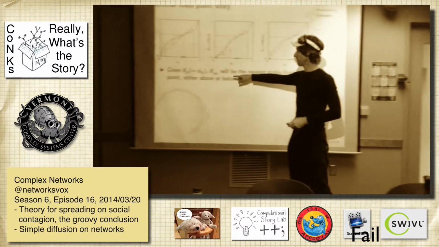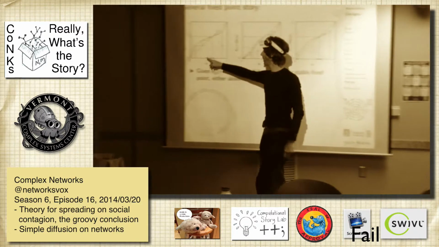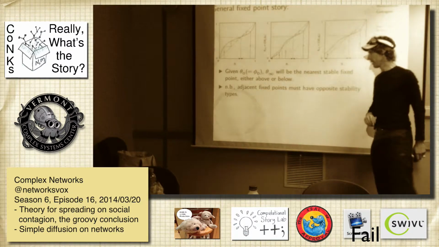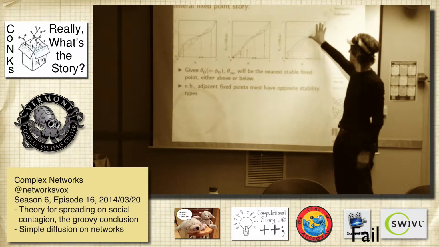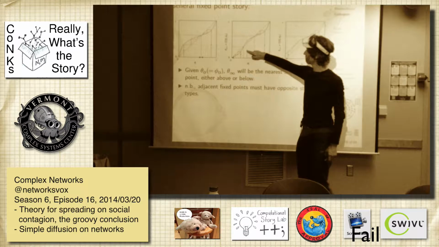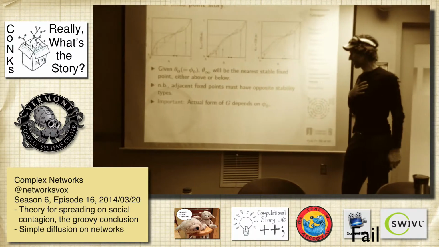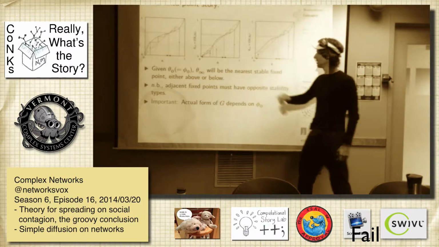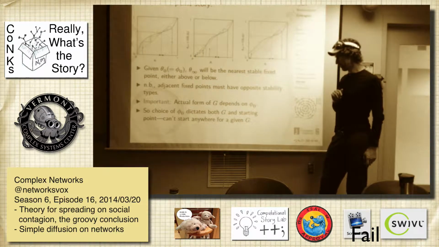All right, so phi infinity, the one you end up with, will be the nearest stable point, either the one above it or below it. And this is always true: adjacent stable points have opposite types. So this is stable, this is unstable, stable, unstable. And as I said, the form of G actually depends on this initial condition. It looks like I've got 3 initial conditions here, but that's fixed. Okay, it says the same thing.